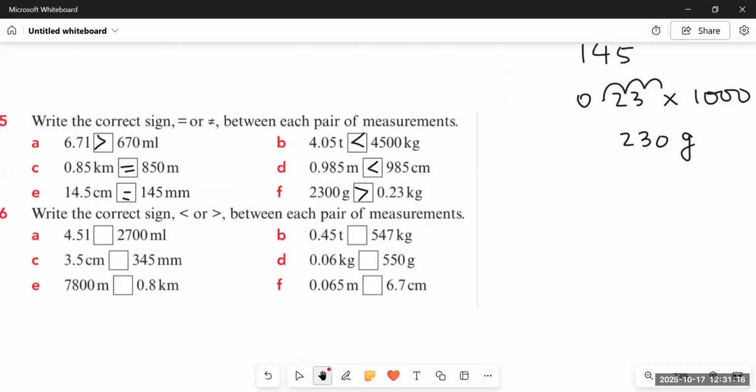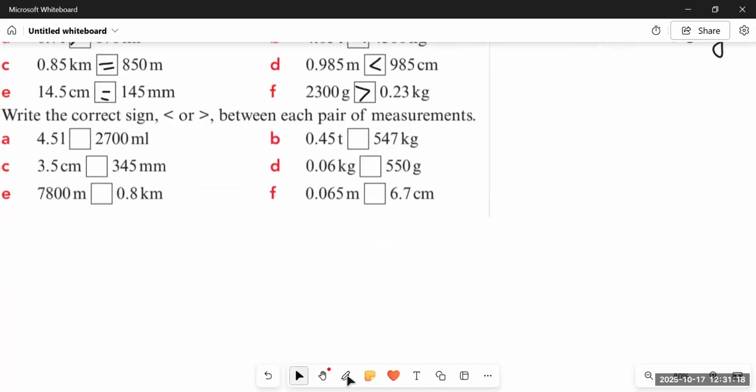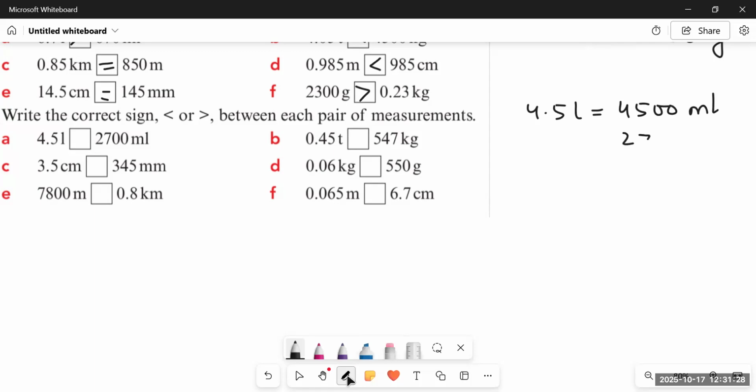Here, again, we have to do the same thing. 4.5 liters and 2700 milliliters. So 4.5 liters is equal to 4500 milliliters. And we have to compare it with 2700. So which one is greater? Of course, 4500.